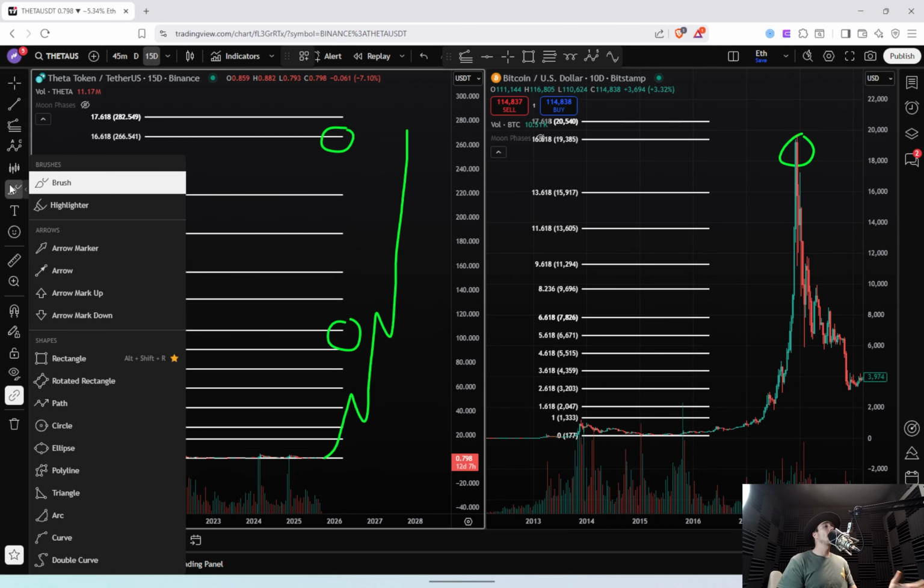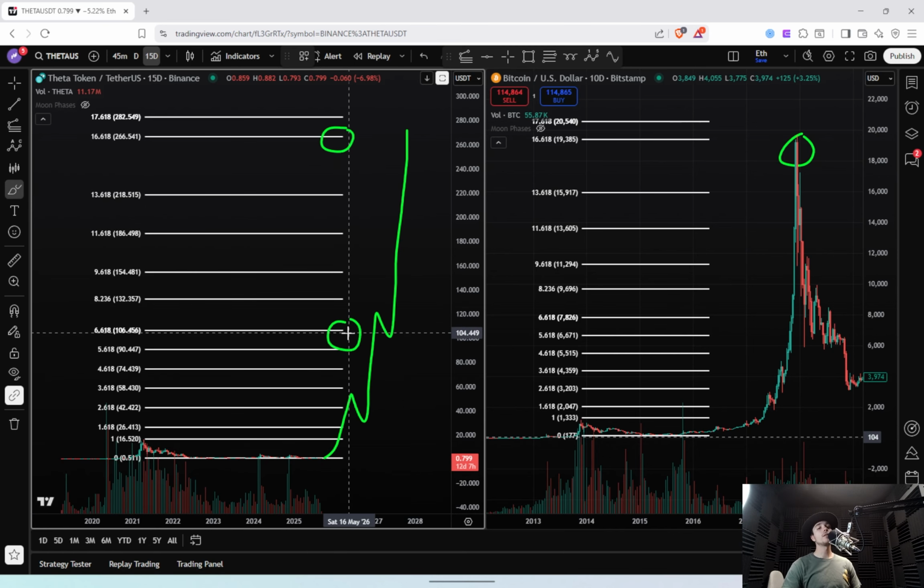So yeah, in the big picture, I'm expecting big things for Theta, a very big bull market coming soon. They could easily take us all the way up to the 6,618 or even the 16,618 in a massive bullish move for this coin. So now let's talk a little bit about the short term here on Theta.